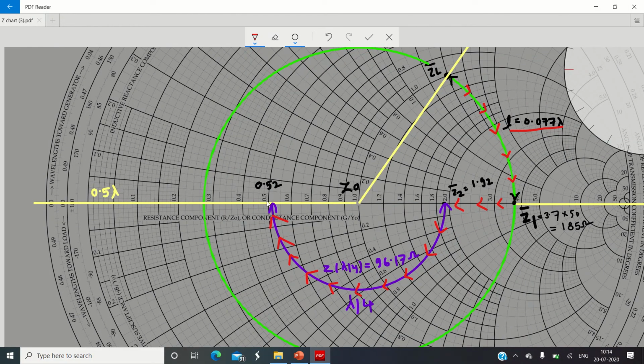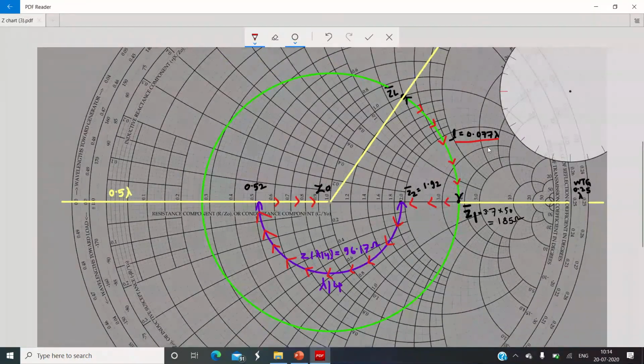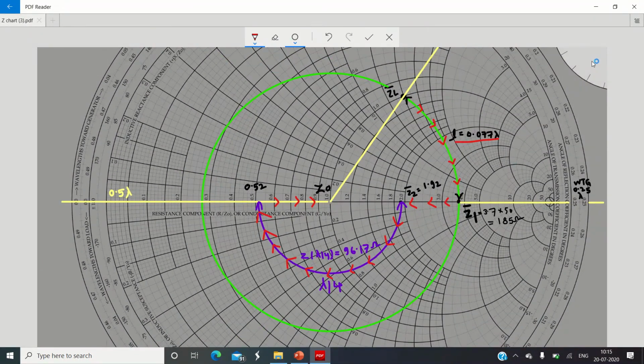The intersection we have found out is 0.52. Then we denormalized this value with the characteristic impedance of the transformer, that is 96.17 multiplied by 0.52, and we got the value 50 ohm, so that from here the impedance will get transformed to Z0 in this particular direction. Ultimately we reached the center of the Smith chart. All these arrow directions, please remember, indicate how we traveled the path from the given complex load impedance to the center of the Smith chart.